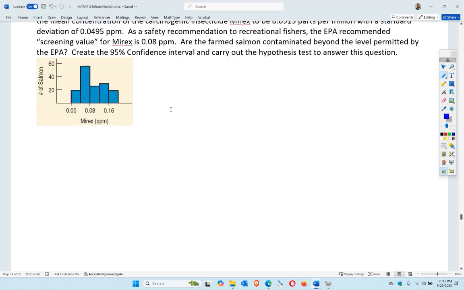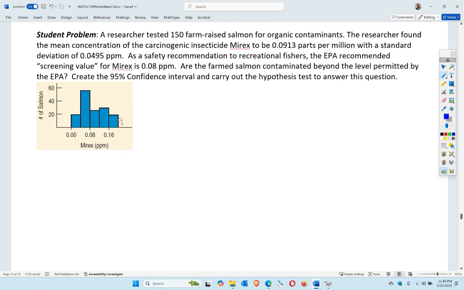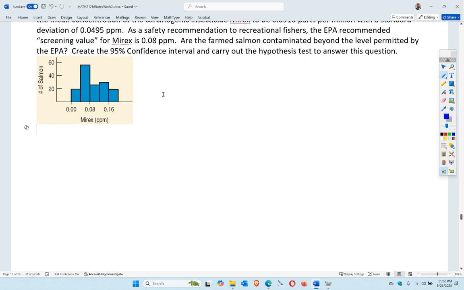Let's do one more. This one doesn't look normal, but it's close enough, so that means it's good. Okay. So 150 farm-raised salmon were tested for organic contaminants. The researcher found the mean concentration of the carcinogenic insecticide Mirex to be this right here in parts per million, with a standard deviation of this. That's a sample. As a safety recommendation to recreational fishers, the EPA recommended a max value of 0.08 parts per million. The farm salmon came beyond the EPA's permitted amount. Create a 95% confidence interval and carry out the hypothesis test. Okay. All right.